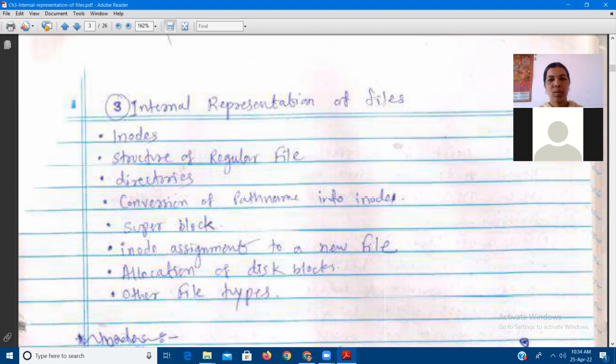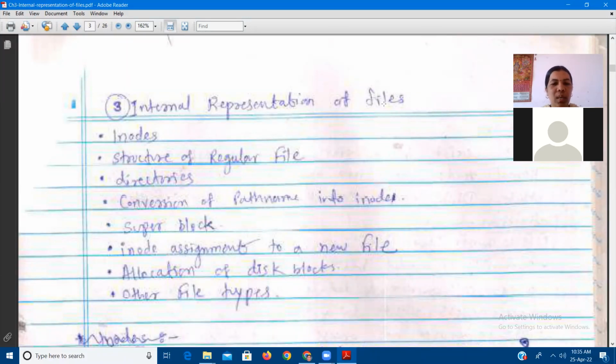Internal representation of files is nothing but Inode, which we discussed briefly in the first chapter. While we were talking about the Unix file system, we talked about Inode. So Inode is nothing but the internal representation of files. Files are internally represented with the help of Inode.